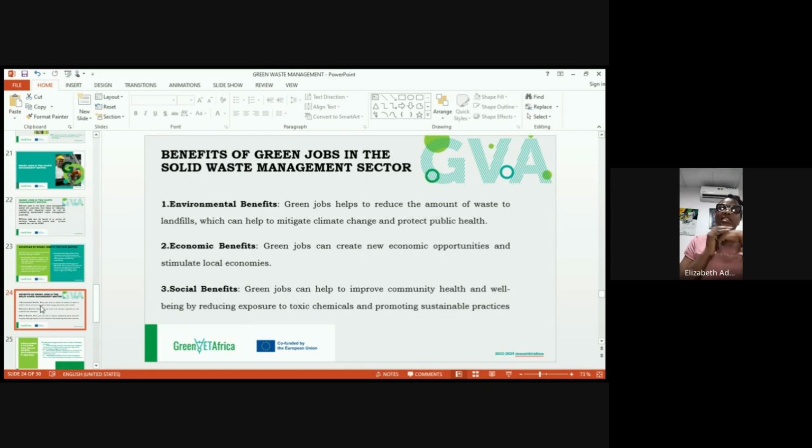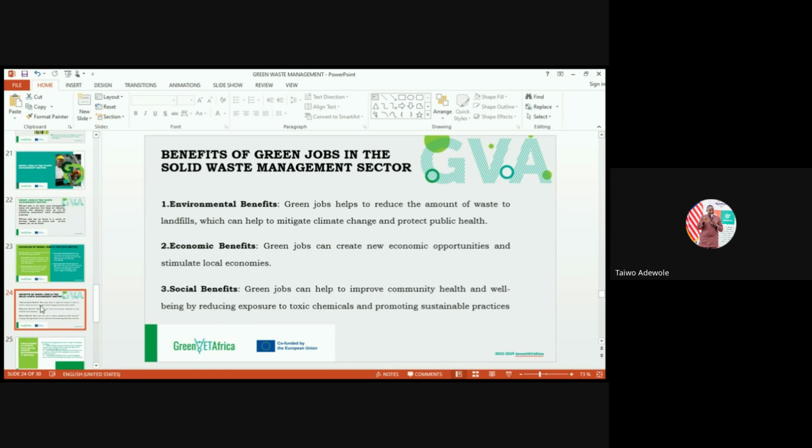So aside from this, what are the other benefits of green jobs in the waste management sector? What other benefits, be it environmental, economic, or social, or if you have any other categories that you want to share with us, what do you think are the other benefits that we can get from going green in the waste management sector? Okay, can I come in? Yes, sir, you can. Okay, I'm going to determine the 4 P's.